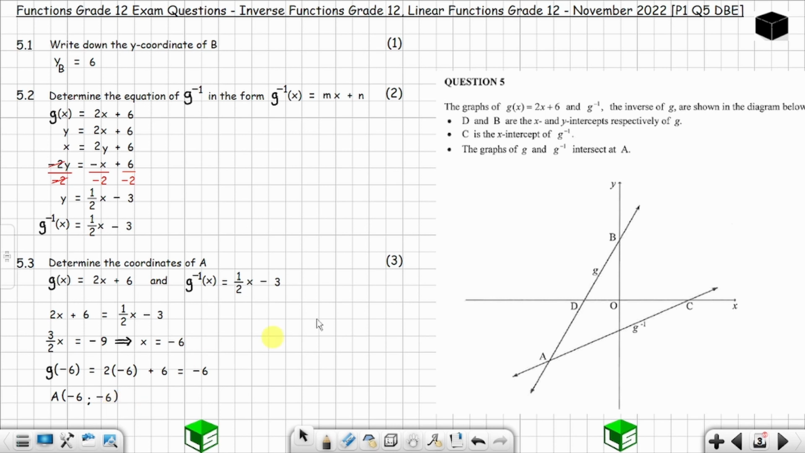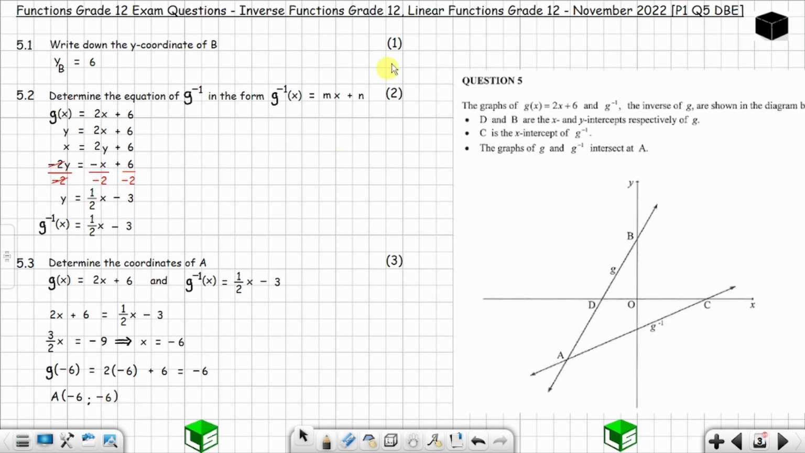Okay, let's carry on. Now the next question, let me draw a line here, right? Okay, now it's 5.4. The question is, calculate the length of AB. Okay, this question is 2 marks. Calculate the length AB, right? There's A and B. Okay, AB. You need to calculate this length.